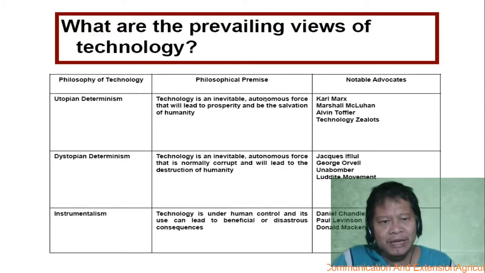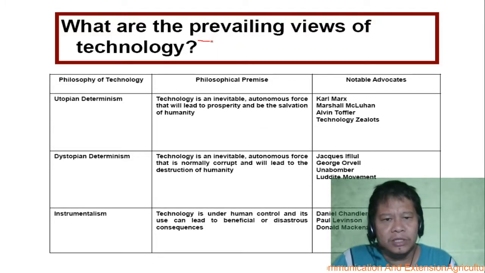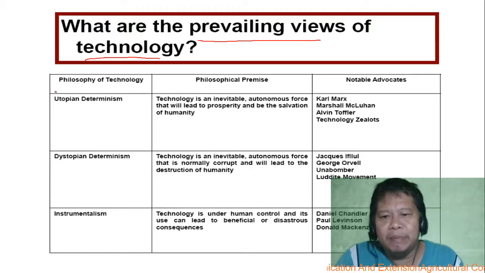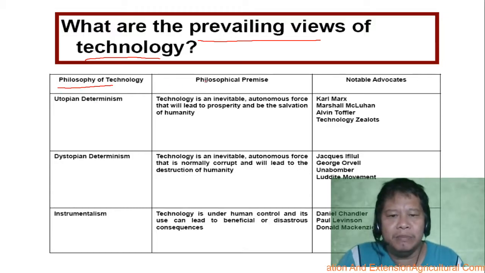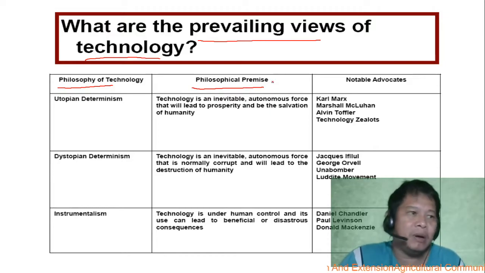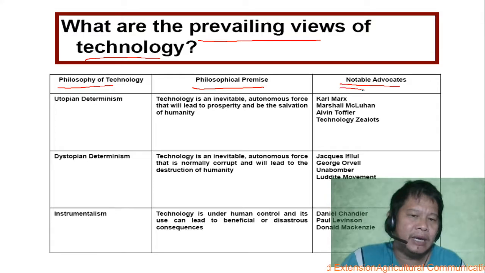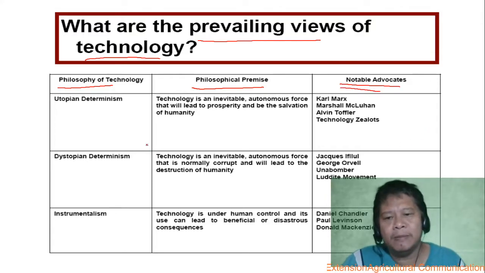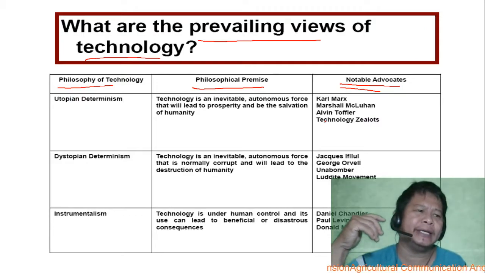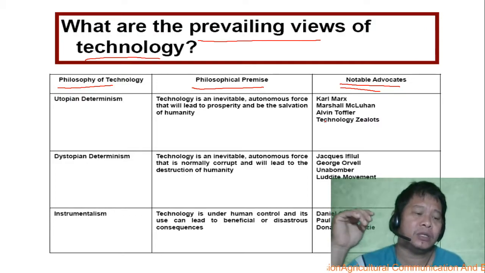So, what are the prevailing views of technology? We have some prevailing views of technology. So we have the philosophy of technology, the philosophical premise, meaning ideas about technology and who the advocates and pioneers of those ideas are. People get confused because we have different views about technology.